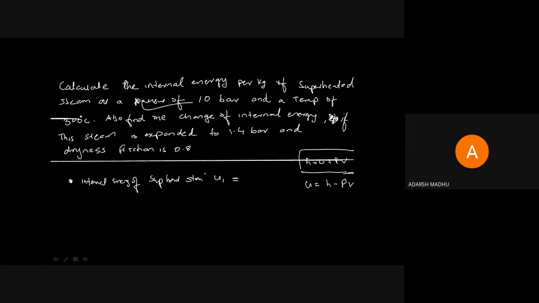So U1 equal to H superheated minus pressure into V superheated. That is the equation for the internal energy of superheated steam. The pressure is given here as 10 bar. Then you want to find H superheated and V superheated. So how can we find the value of H superheated and V superheated, that is, the enthalpy and the volume of superheated steam? We can find them by using the data book.